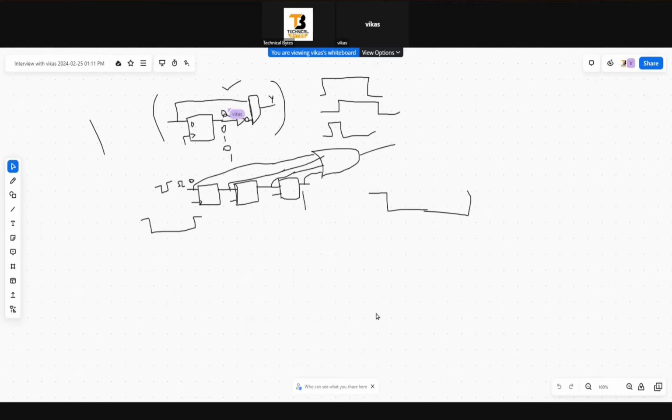Do you know what is the advantage and disadvantage of asynchronous reset? Do you know synchronous reset, asynchronous reset? Yes, sir. The synchronous reset is applied with the clock edge. In asynchronous reset, it can be independent of the clock. In synchronous reset, since it's always aligned with the clock, during assertion and deassertion there won't be any metastability.